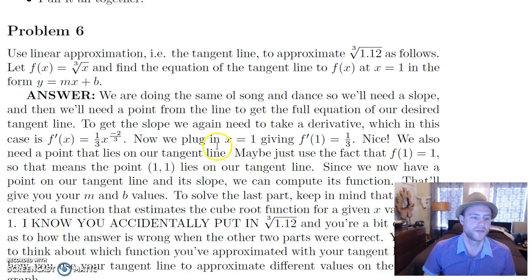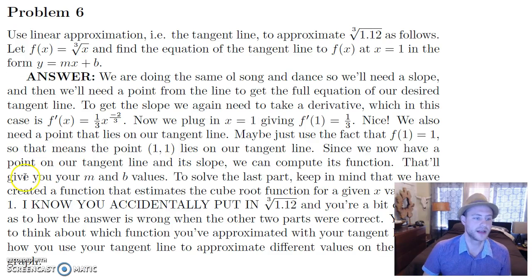Okay. So yeah. So we know what it looks like now. We have a picture of what's going on. That's really, really helpful. To get our slope, we plug in x equals 1 into this guy. 1 to the negative 2/3 is just 1, so it's 1/3 times 1, which is 1/3. Nice. We also need a point that lies on our tangent line. Maybe just use the fact that f at 1 is equal to 1, right? So if we plug in 1 into this guy, we get cube root of 1, which is 1. That's a point that's going to be on our tangent line because we're centering it right there.